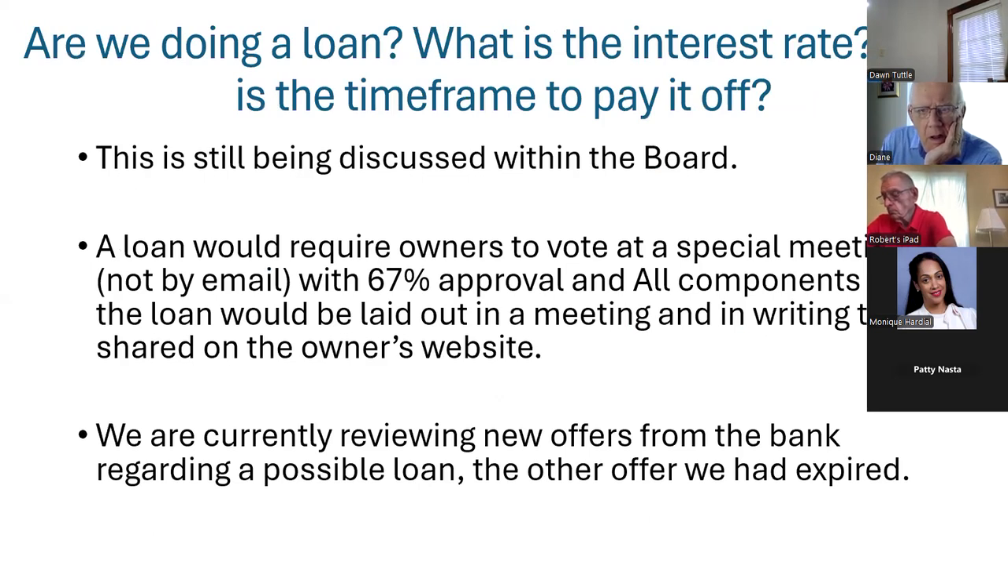Are we doing a loan? What's the interest rate? What's the time frame to pay? This is still being discussed by the board. We did have a possible loan offer before the annual meeting, and the board voted no on that loan, so we are looking into new loan options. If we decide to do a loan, it would have to be by a special vote with 67% of all owners' approval. It would have to be in writing. It couldn't be a vote by email, so it would either have to be by mail or in person.